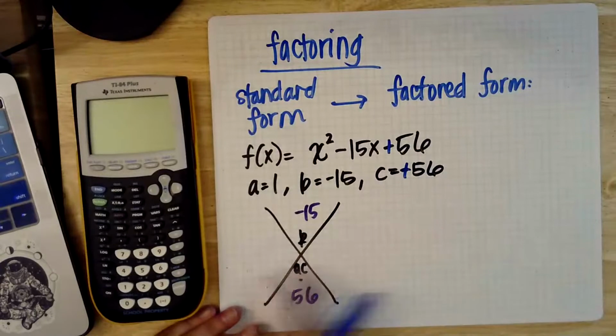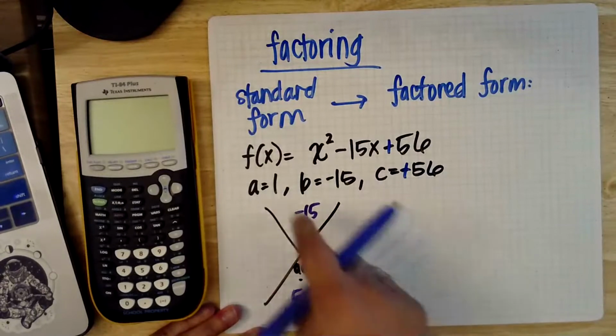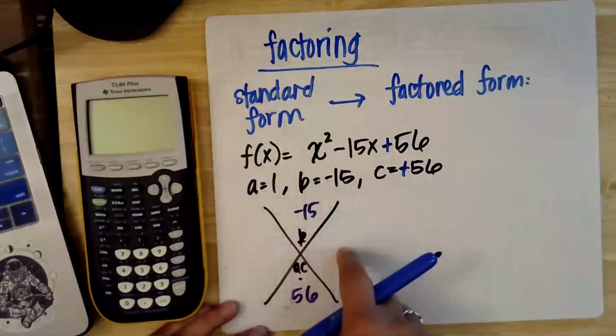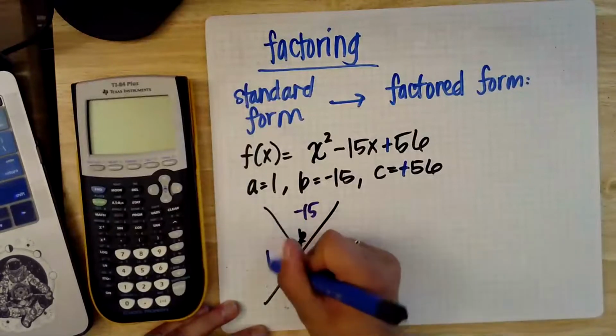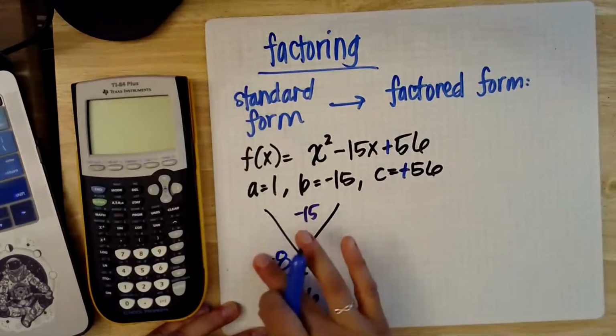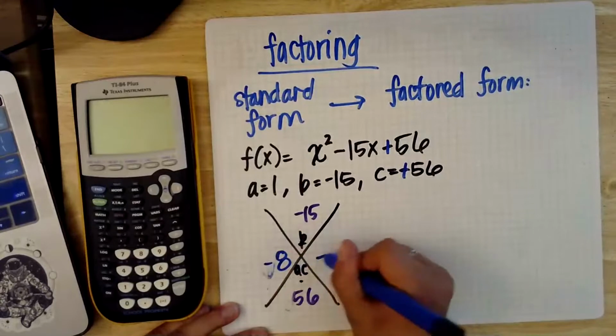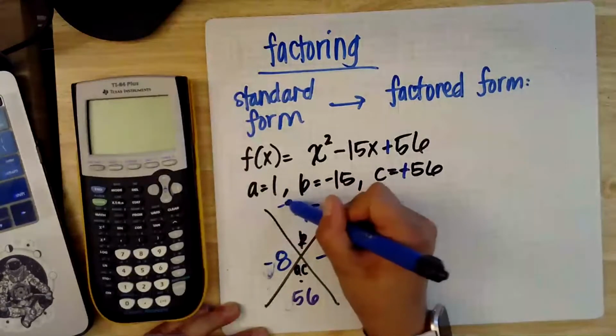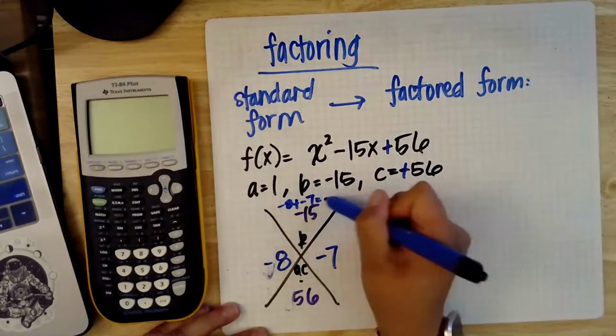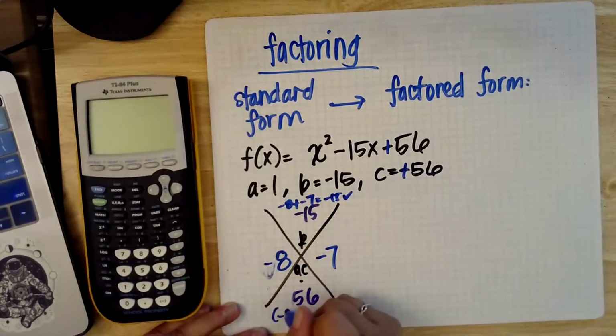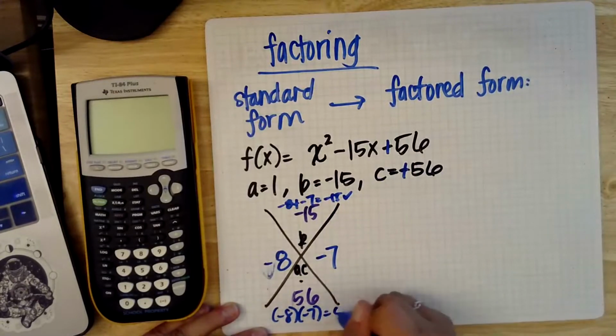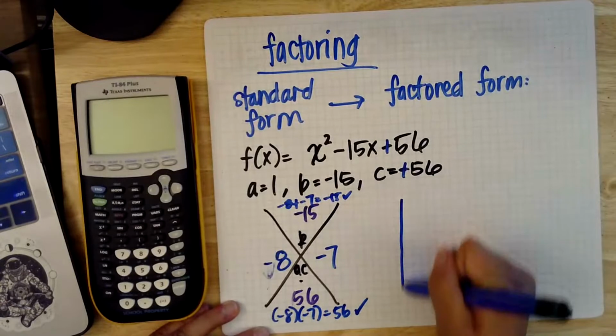So two numbers that I can add up that give me negative 15, but when I multiply them gives me positive 56. If you said negative 8 and negative 7, let's see. Negative 8 plus negative 7 gives me negative 15, check. Negative 8 times negative 7 gives me 56, check. Here comes the backwards box.